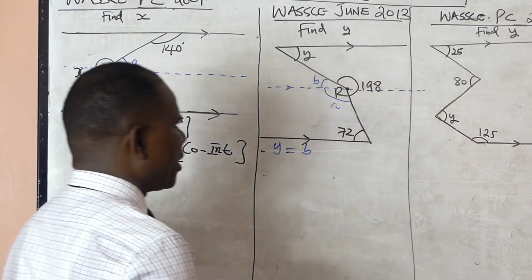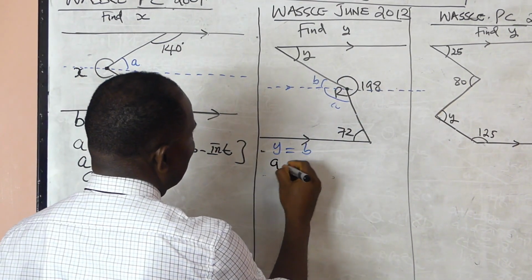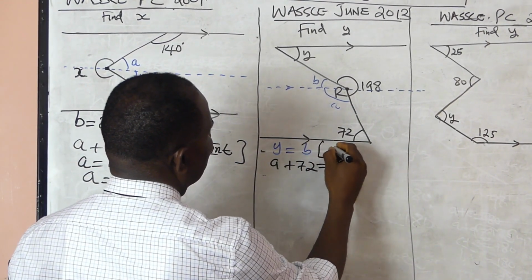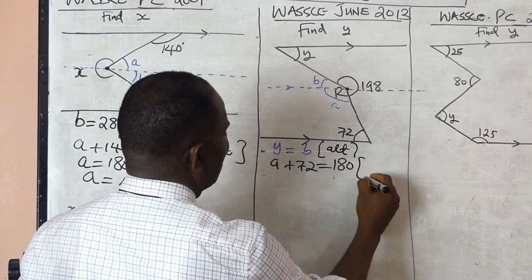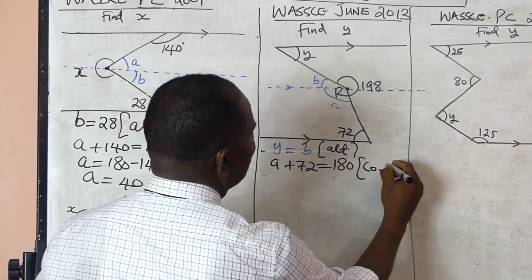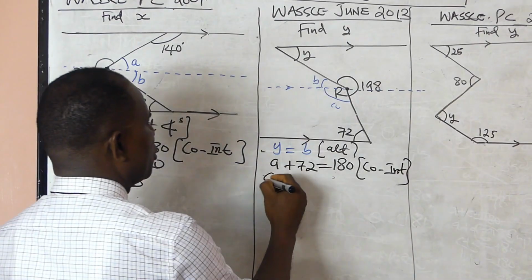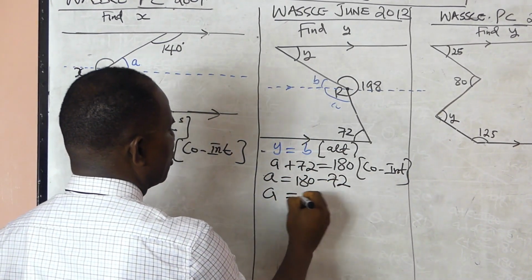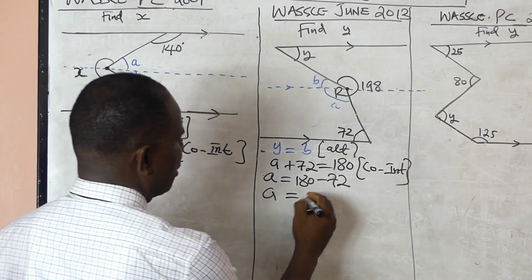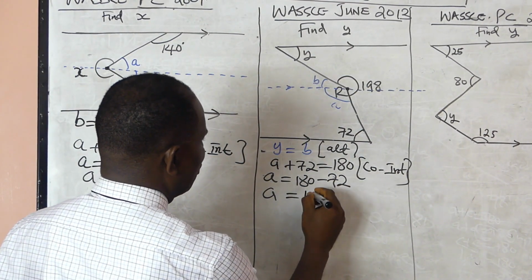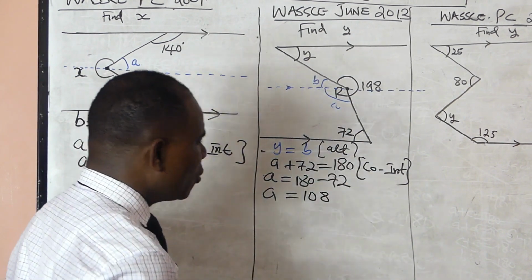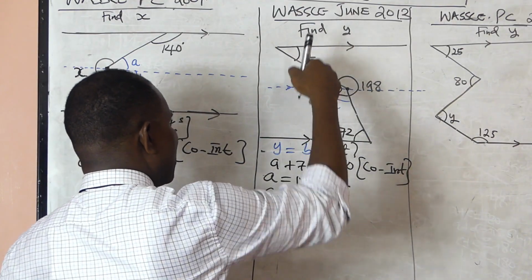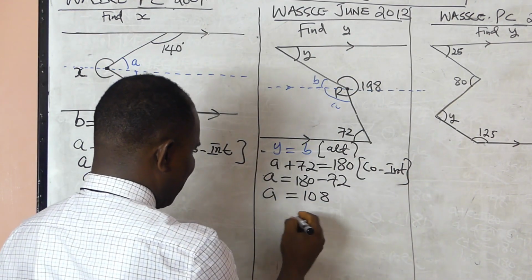So in the same respect, I can come back here and look at A plus 72 will give me 180. Here it is alternate angles. This one is co-interior angles. So co-interior angles, I can find 180 minus 72. So A is equal to 108. So A is 108. Now I have B that is equal to Y. So I can replace that B with Y. So I can bring that structure back.